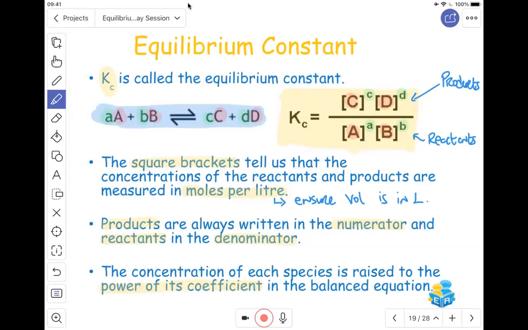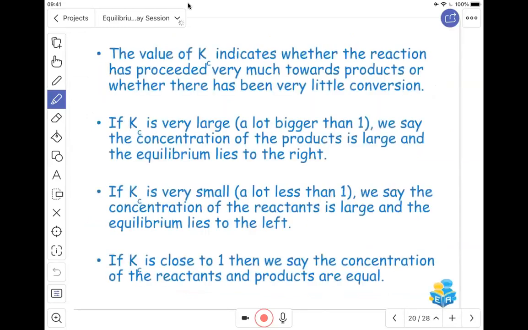Now, when you calculate the equilibrium constant, you will get a value. The value of the equilibrium constant Kc indicates whether the reaction has proceeded very much towards the products or whether there is very little conversion occurring. So, i.e., it tells us if the forward or backward reaction is favored.